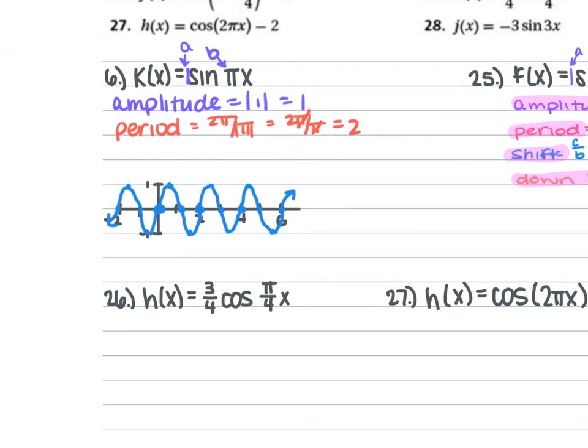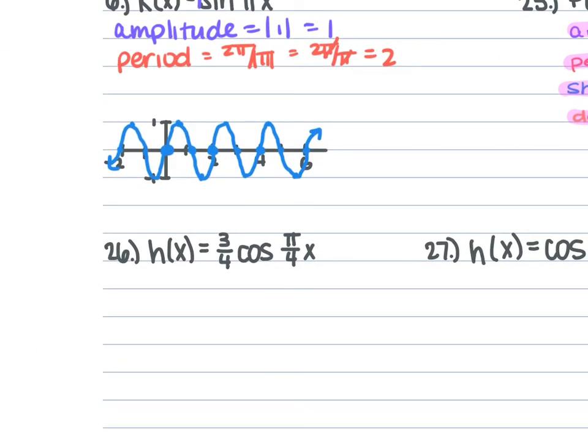For 26, we have h of x is equal to 3/4 cosine of pi over 4 x. So our a is this 3/4. Our b is the pi over 4. So our amplitude is our absolute value of a, which is the absolute value of 3/4, which is just 3/4.